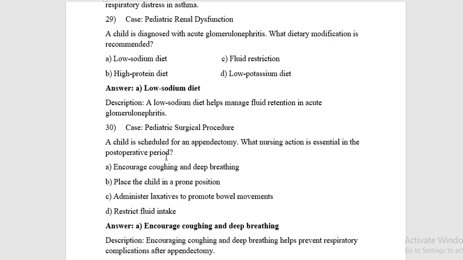A child is scheduled for an appendectomy. What nursing action is essential in the post-operative period? A. Encourage coughing and deep breathing. B. Place the child in a prone position. C. Administer laxatives to promote bowel movements. D. Restrict fluid intake. The answer is A.